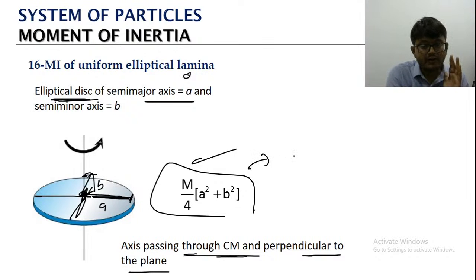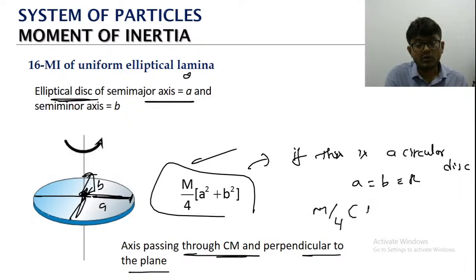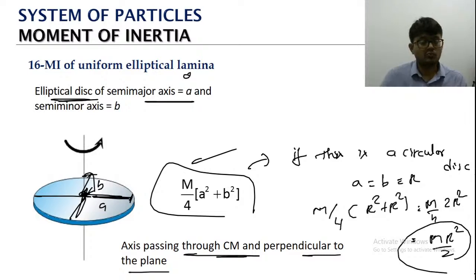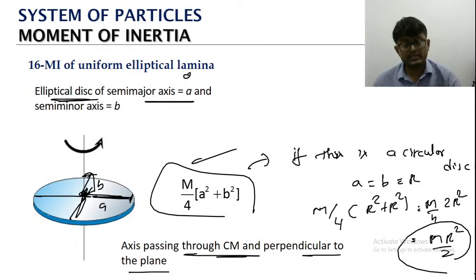If this is a circular disc, then what happens? A is equal to R. Put this in: M by 4 into R square plus R square. That is M by 4 into 2R square, which is MR square by 2. That is the formula for the moment of inertia of the disc with respect to the principal axis. What is it? MR square by 2.